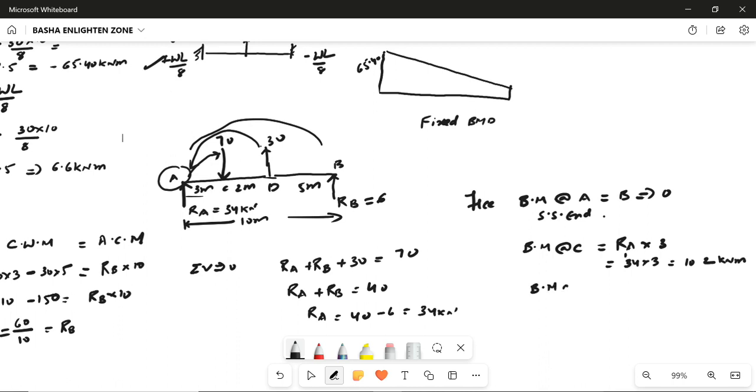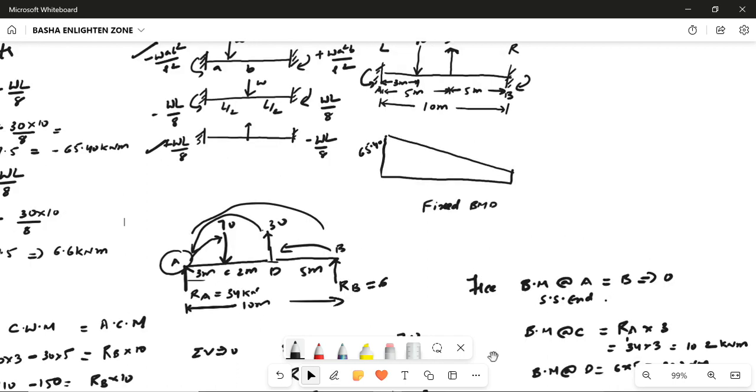Similarly, RB into 5. The bending moment at D, which is acting here, is RB, 6, into 5, which is 30 kilonewton meter. So these are the free bending moment values. Once they are obtained, we have to draw like this. I am taking this as point C and this as point D. The 102 value will be higher at C.